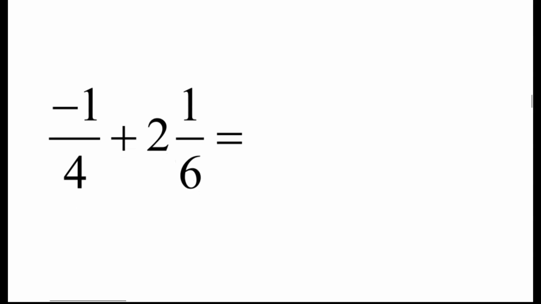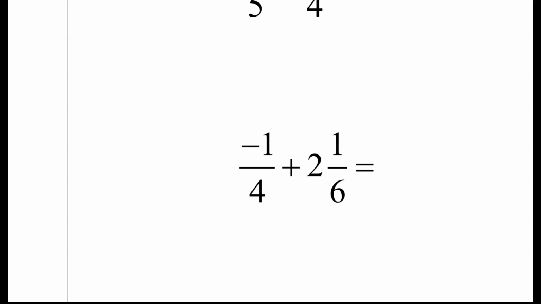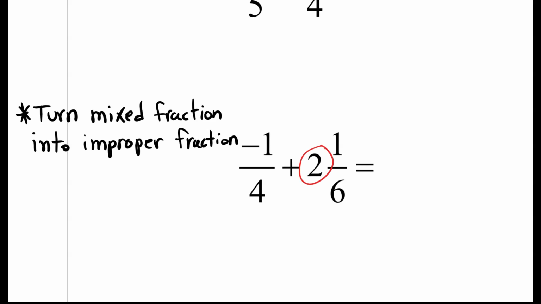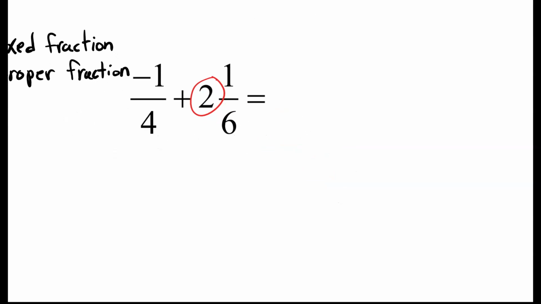We're going to go to the bottom one where we have a mixed fraction. The first thing that we want to pay attention to is getting rid of this mixed fraction. The way that we're going to get rid of this mixed fraction is by turning it into an improper fraction. The way that we do this is we multiply the 2 with the 6, and then we add the 1. So our first step here is to change the mixed into an improper.